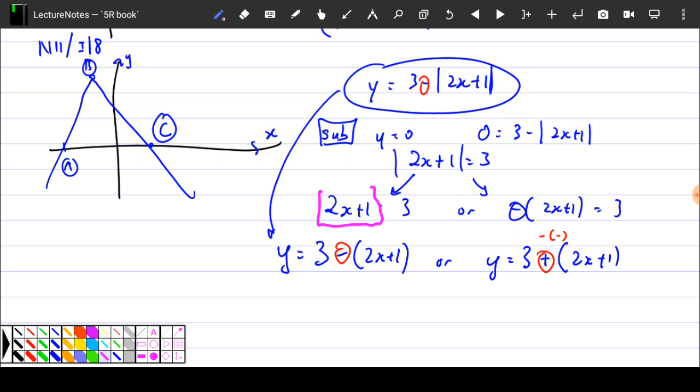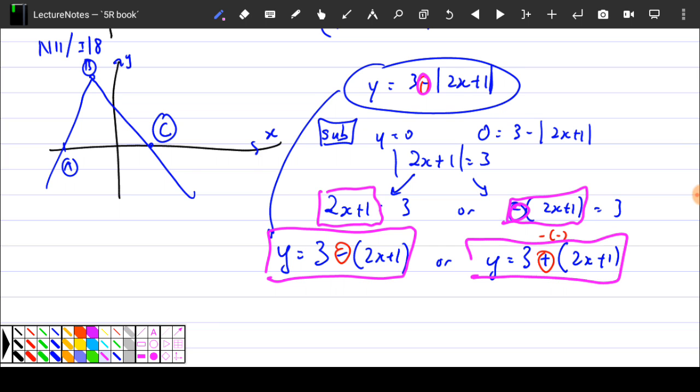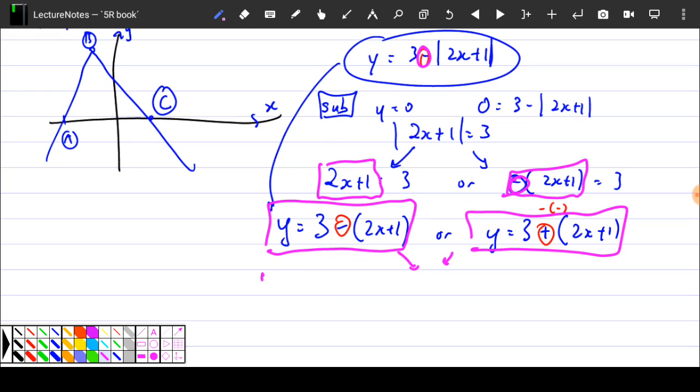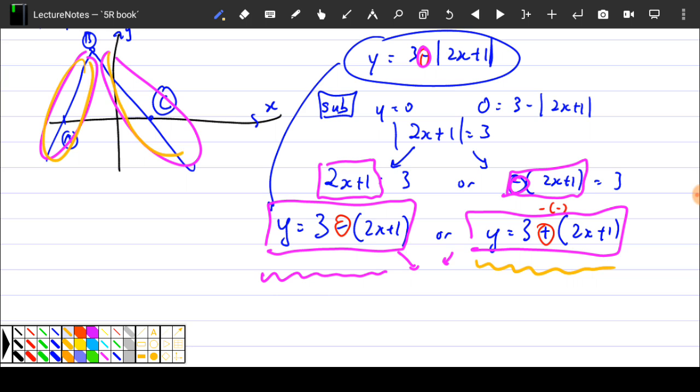Because itself is positive means 2x plus 1. Itself is negative means negative 2x plus 1. But because of the negative and the negative, you become positive. So what it means is I have actually two graphs that are combined together into one graph. So this graph may be this or this. I don't care. But what I know is if I were to solve simultaneous, I'll be able to find point B. Full stop.